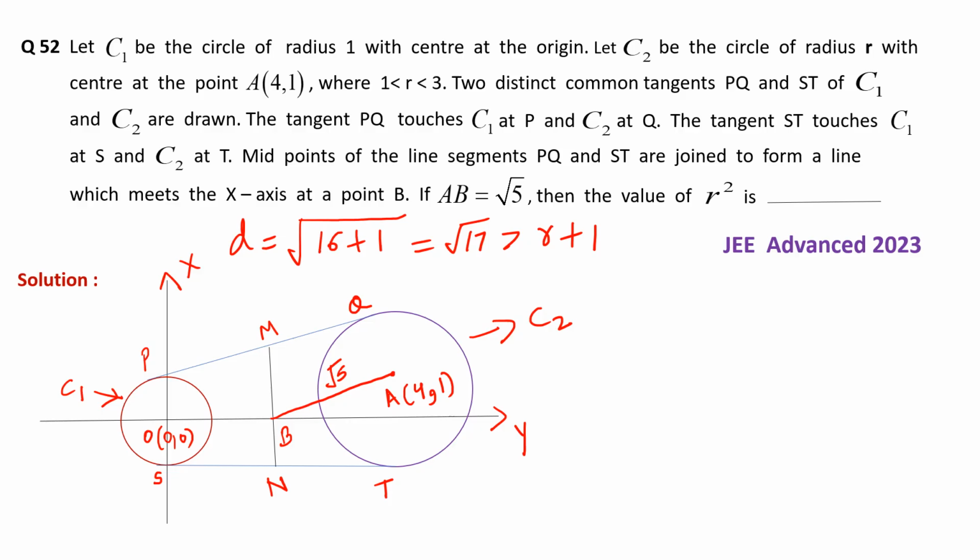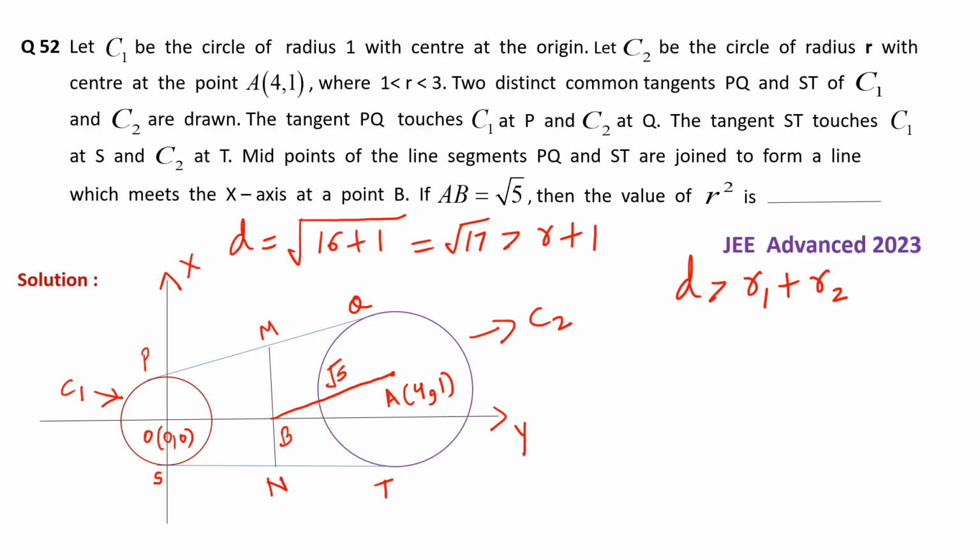Now students, the condition d greater than r1 plus r2 becomes applicable in this case. And what does this condition say? It says if there are two circles with the radius r1 and r2, and if the distance between their centers is d, and d is greater than r1 plus r2, then the number of common tangents between these two circles is 4. Right? So in this particular problem, the number of common tangents between the circles C1 and C2 is going to be 4. There will be two direct common tangents and two transverse common tangents.